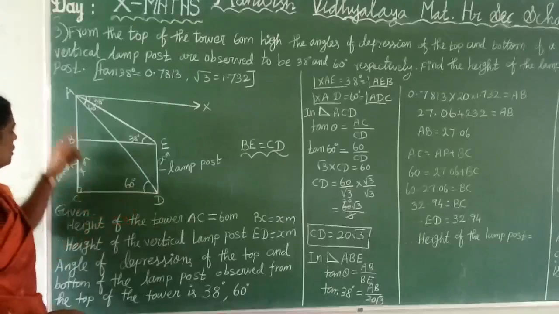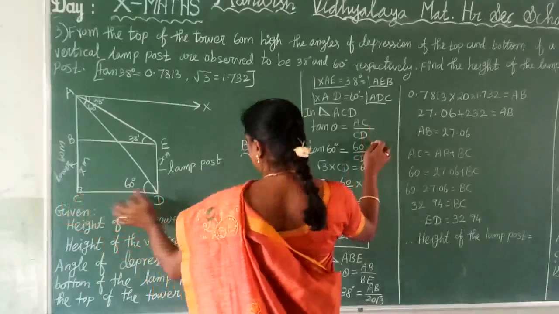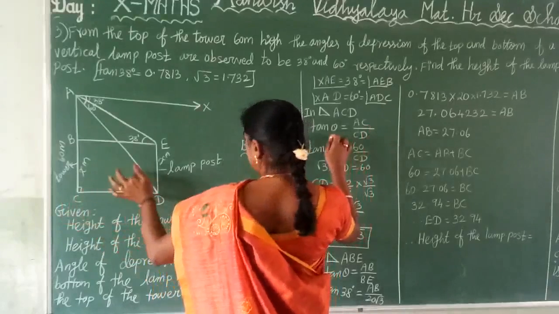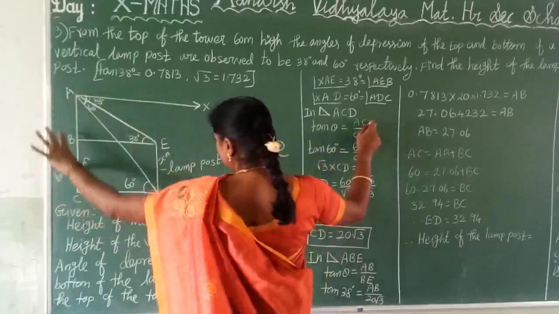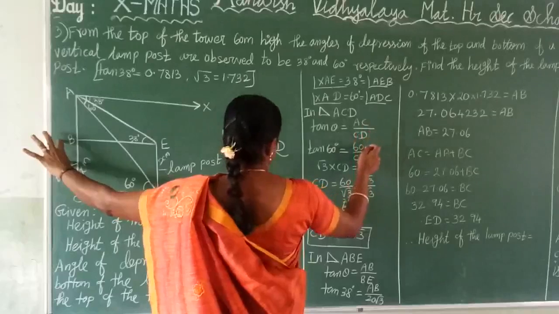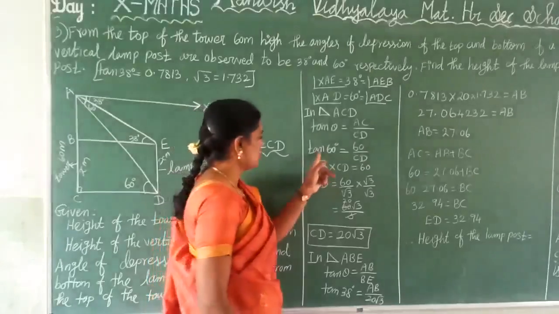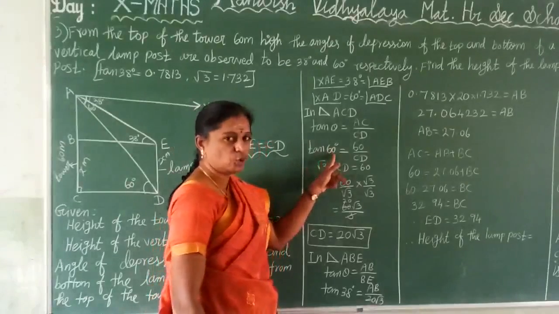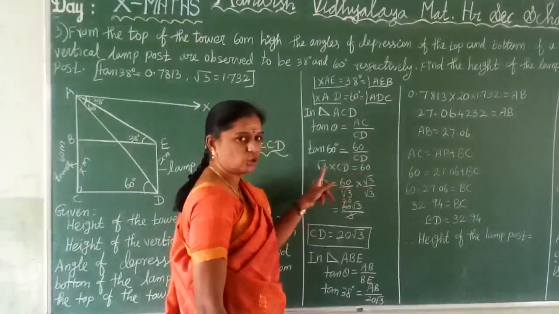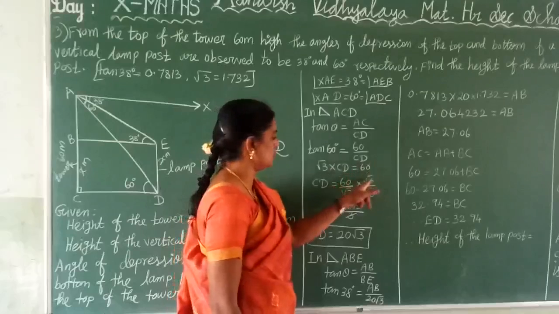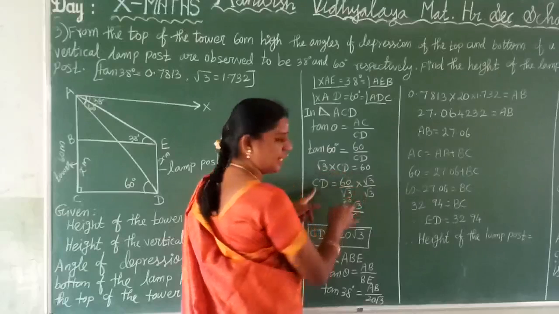So tan theta is equal to opposite AC by adjacent CD. Theta is 60 degree. So tan 60 degree is equal to AC, the answer 60 meter, by CD, which we don't know. So write as it is. What is the table value of tan 60? Root 3. Denominator CD comes inside the numerator. So root 3 into CD is equal to 60, and root 3 comes inside to divide.